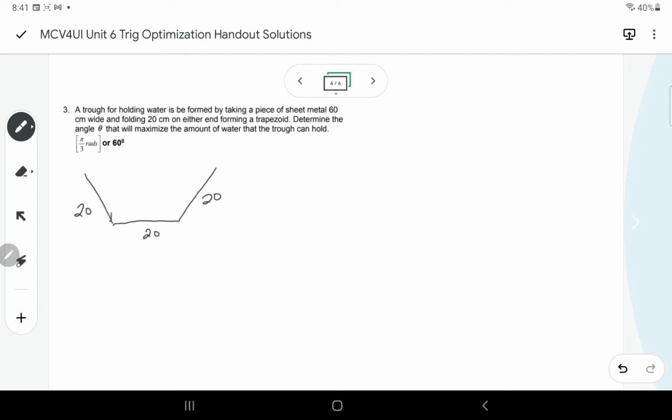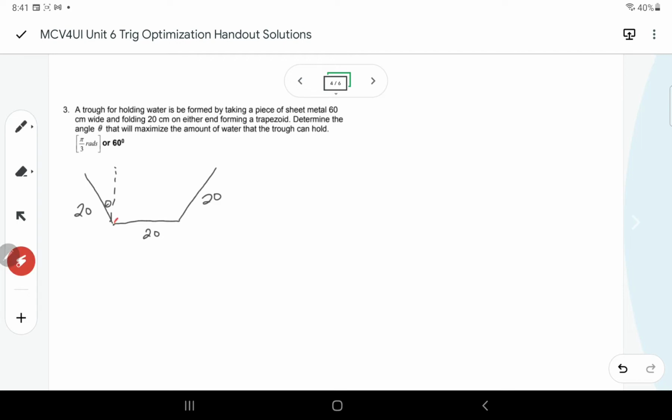So I'm going to try and figure out what my angle is, and I'm going to put a theta in there. I know I'm not going to get the best results for big area if I fold them in, right? I'm definitely going to want to fold them out. And if I think, well, what's a real life restriction here?